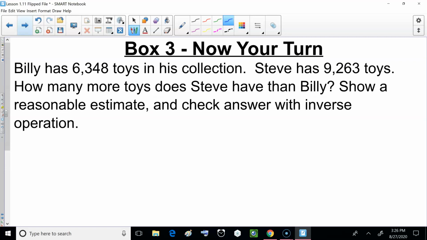Also a word problem for you here. So Billy has 6,358 toys in his collection. Steve has 9,263 toys. How many more toys does Steve have than Billy? Show a reasonable estimate and check your answer with inverse operation. Pause it right now. Use your examples to solve this problem.